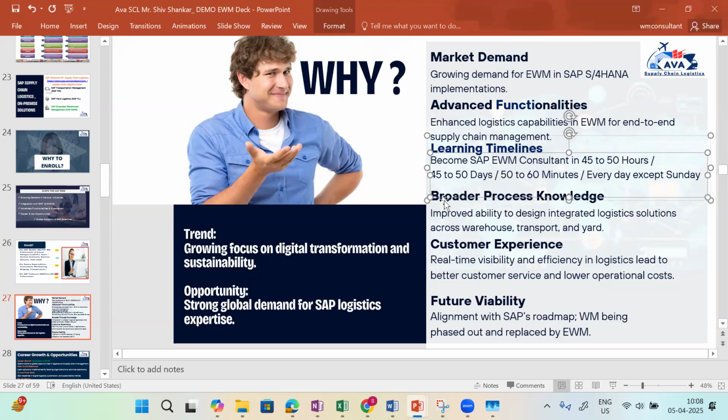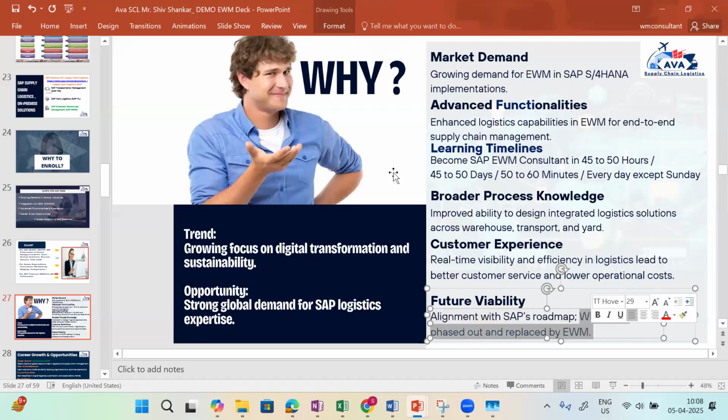And also the broader process knowledge and the customer experience. Moreover, SAP WM is going to get phased out by 2030. All the customers need to move from WM to EWM. For the next 20 years, if you are an EWM consultant, your job is secured and you are in sync with the market, because around 20,000 enterprises need to migrate from WM to EWM.